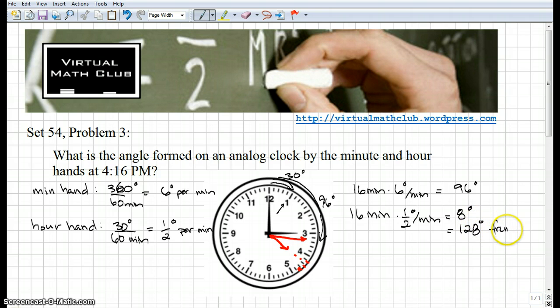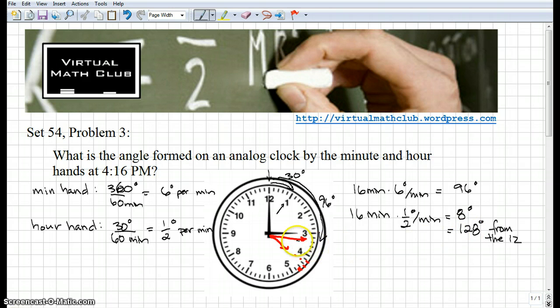So I'm measuring the angle from a common reference point, and we're going to take the common reference point to be the 12. The angle made between the 12 and the position of the minute hand is 96 degrees, and the angle when you measure it from the 12 to the position of the hour hand at 4:16 is 128 degrees.